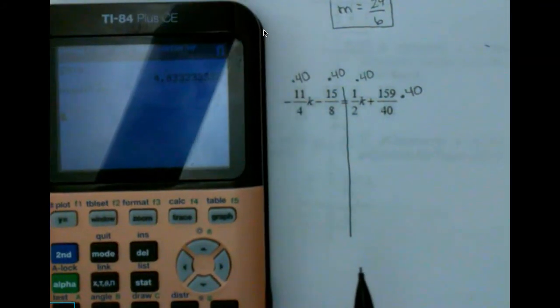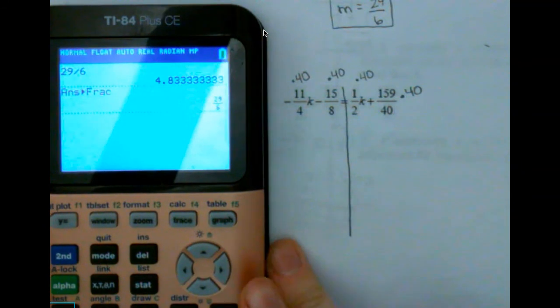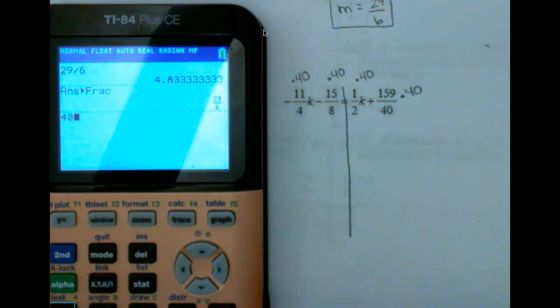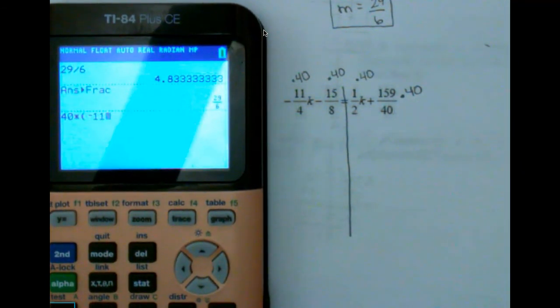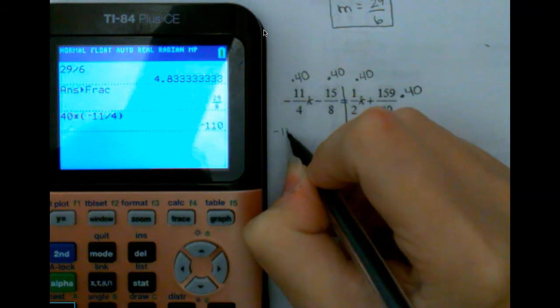So now this is what our calculators are for, because I don't know about you, but this is a lot of multiplication and fractions. So we're going to do each one at a time here. I'm going to move this over and do it on the left here. Okay, so the first one is 40 times negative 11 fourths. And I get negative 110. So this becomes negative 110k.